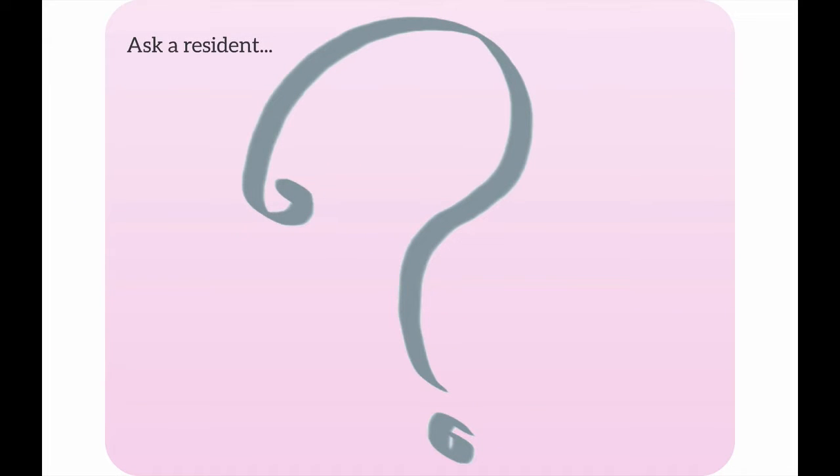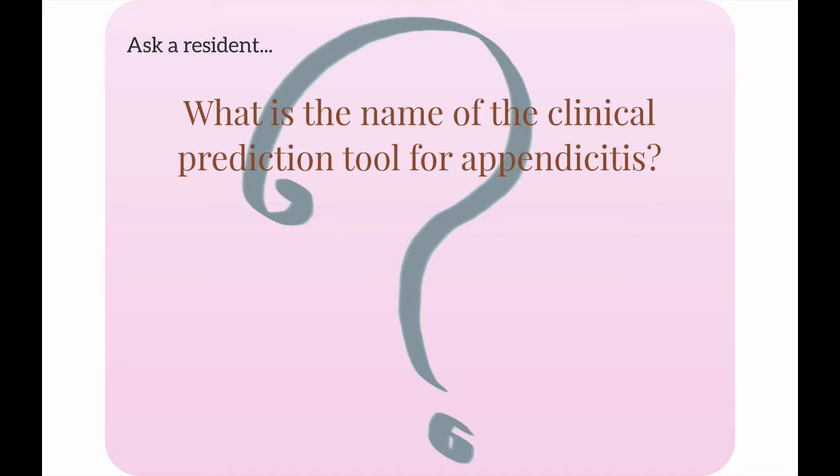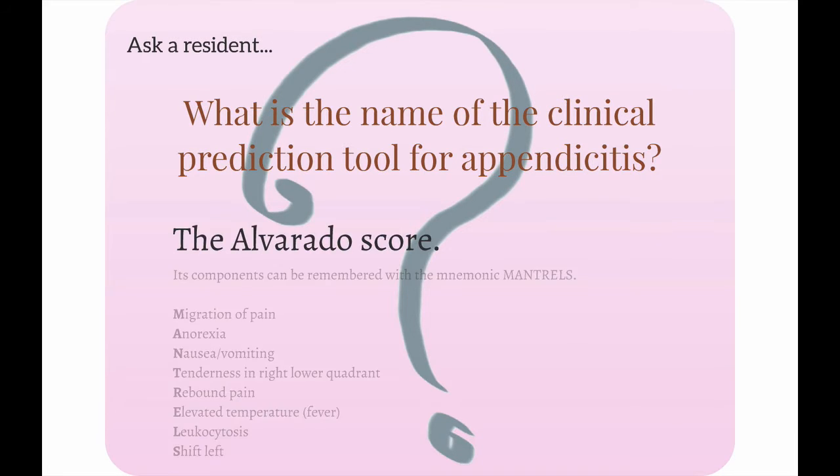Ask a resident. What is the name of the clinical prediction tool for appendicitis? The Alvarado score. Its components can be remembered with the mnemonic MANTRALS: migration of pain, anorexia, nausea and vomiting, tenderness in the right lower quadrant, rebound pain, elevated temperature or fever, leukocytosis, and left shift.